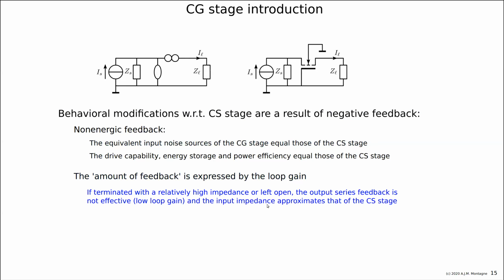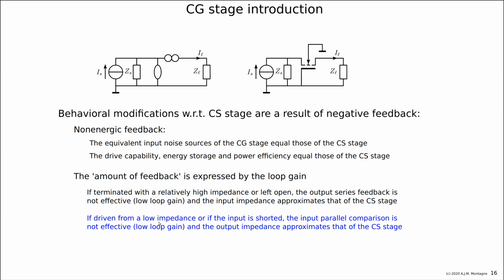And the input impedance approximates that of the CS stage. And if we drive it from a low impedance or the input is shorted, then the parallel comparison is not effective, as I told you before, and the output impedance approximates that of the CS stage. So exactly the same story, but dual. Let's say replace current with voltage, and you have the story from the CD stage and the CG stage.